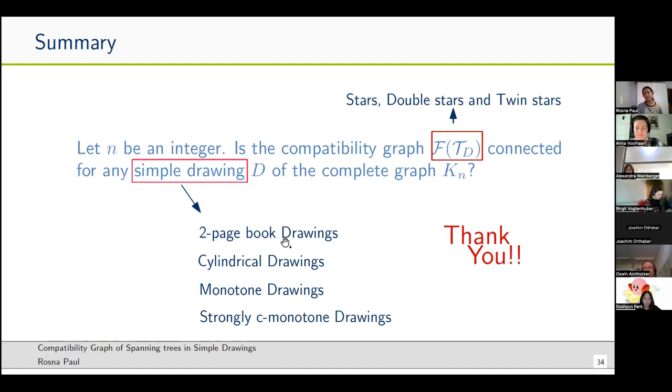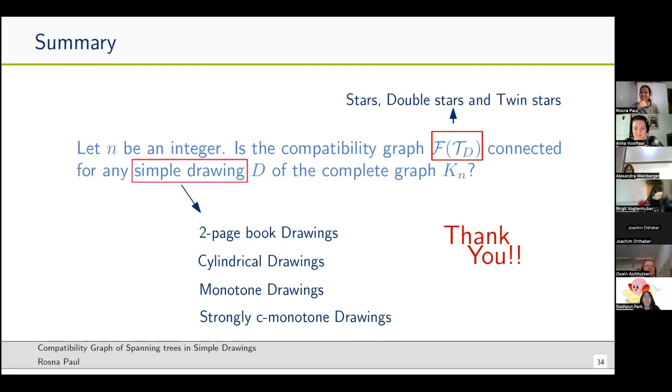So here for the two-page book drawing, it looks more like a star. So maybe I can assume that, but it's only the two-page book drawings. Ah, yeah, by the isomorphism, it can be true. But I'm not sure about the other cases. Here the compatibility graph mostly looks like a star, but for the other cases, I think it will be difficult. But I haven't done anything in this direction so far.